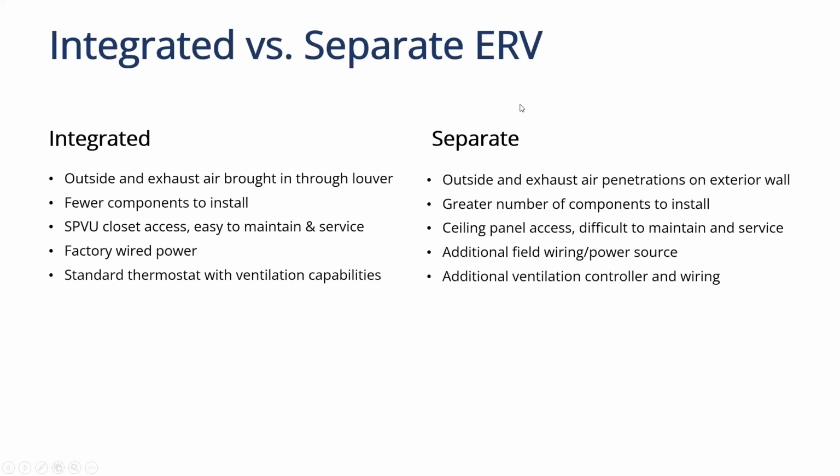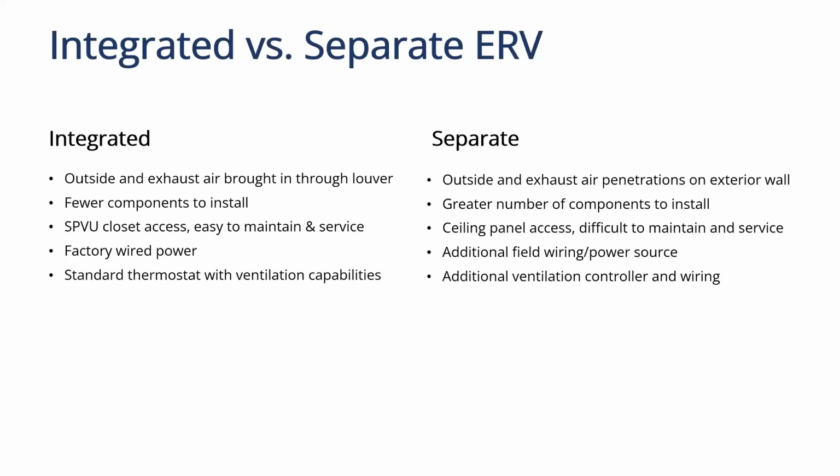So just quickly, to review the integrated versus a separate ERV and the benefits of using the integrated ERV. With the integrated, you are bringing that outside and exhaust air in through the louver, so there are no additional penetrations to the outside of the building. Fewer components to install and easy access to the ERV. In a separate ERV, it's usually in a ceiling access panel above maybe in the hallway or above the bathroom, which may make it more difficult to maintain and service that unit.